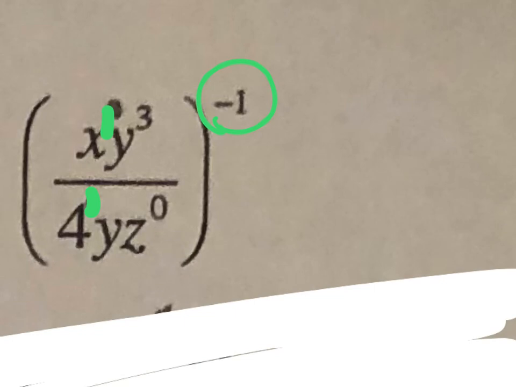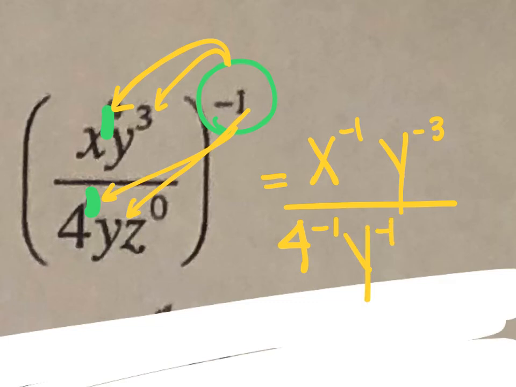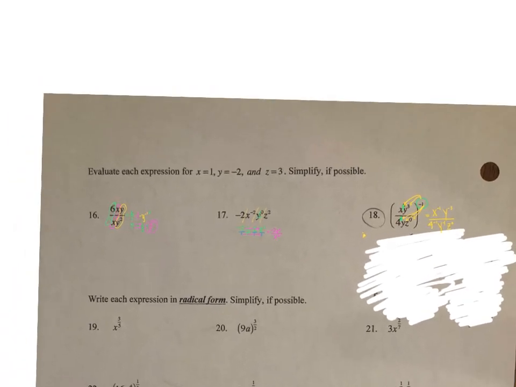And if we do that, we get x to the negative 1, y to the negative 3, 4 to the negative 1, y to the negative 1, z to the 0. Oh, we were supposed to put that stuff in. All right, I'll go back and do that.